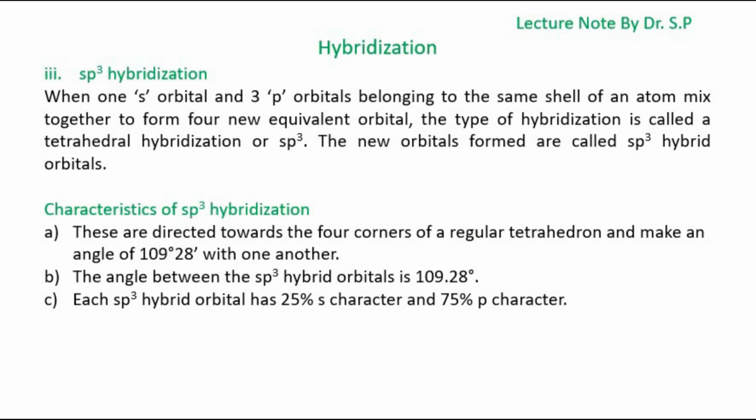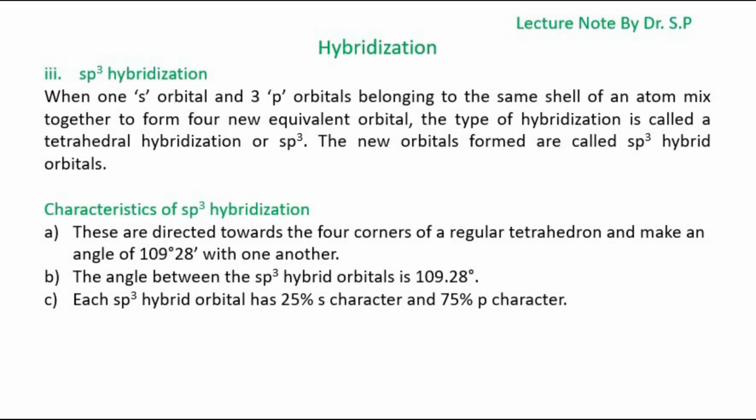Sp3 hybridization. When one s orbital and three p orbitals belonging to the same shell of an atom mix together to form four new equivalent orbitals, the type of hybridization is called tetrahedral hybridization or sp3. The new orbitals formed are called sp3 hybrid orbitals.